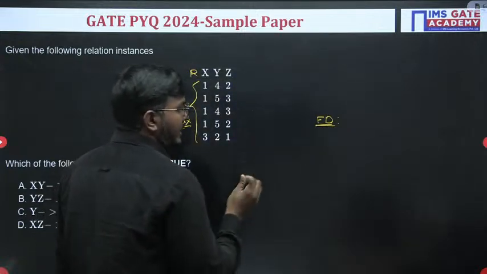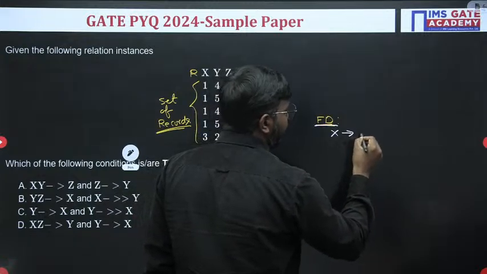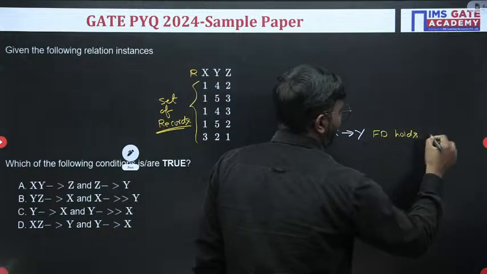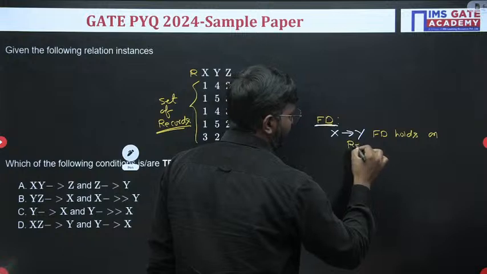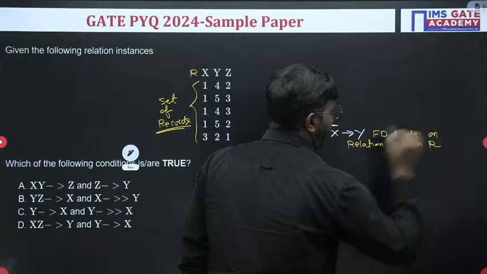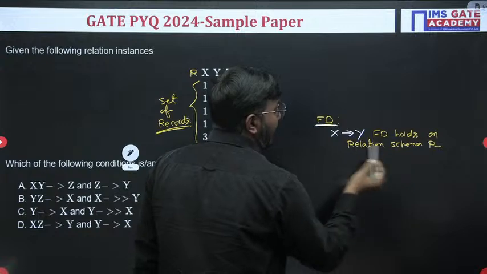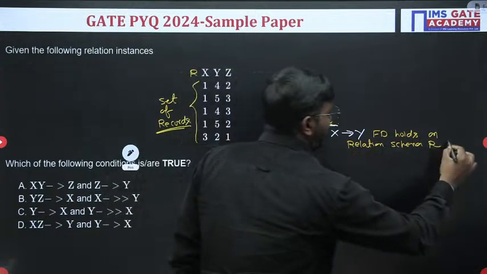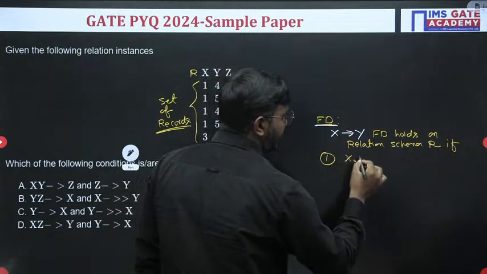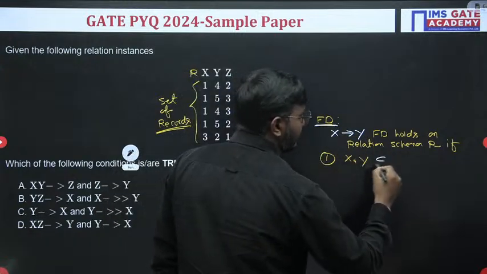Okay, now see here, any FD, x determines y, holds on a relational schema R. So this x determining y functional dependency holds on any relational schema R if it satisfies two conditions. The first condition is that this x attribute set and the y attribute set must be a subset of R.